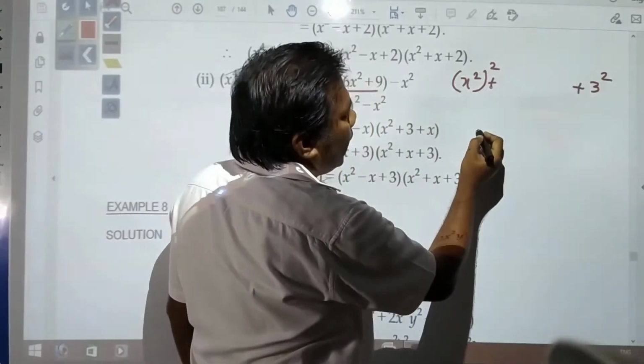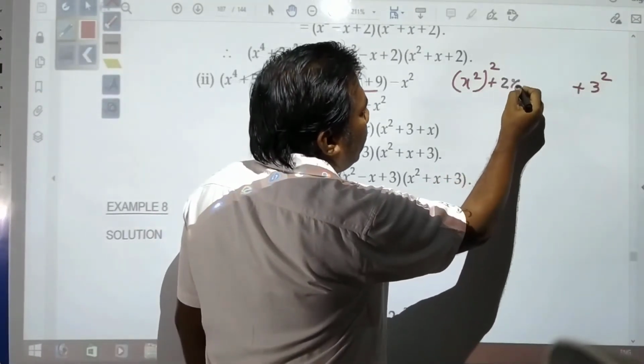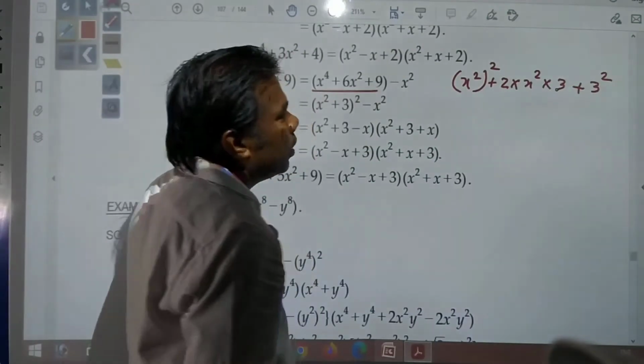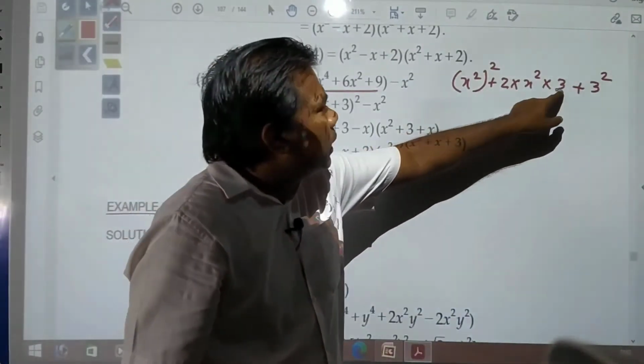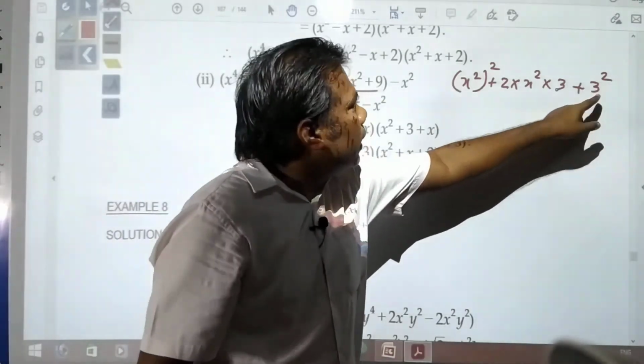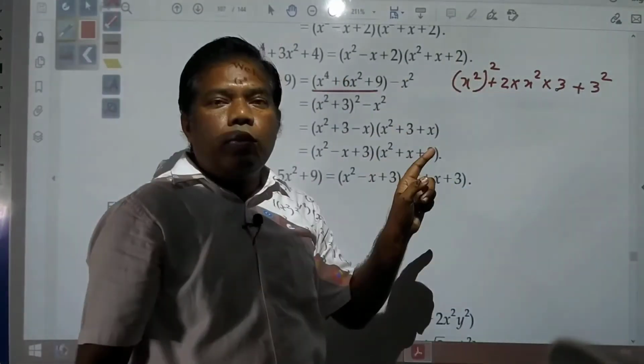Now here what will we write? 2ab. 2ab means what? 2 into x² into 3. Now you see 2 times 3 is 6, 6x². 9 has been written as 3². x^4 has been written as (x²)².